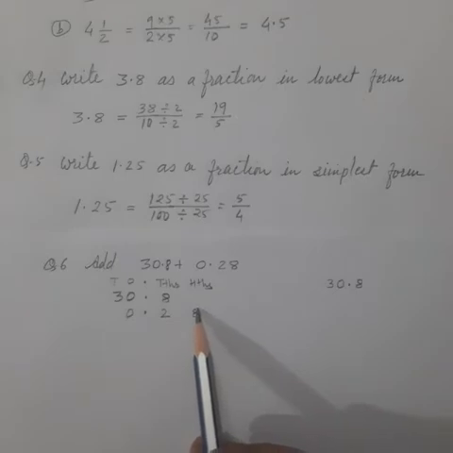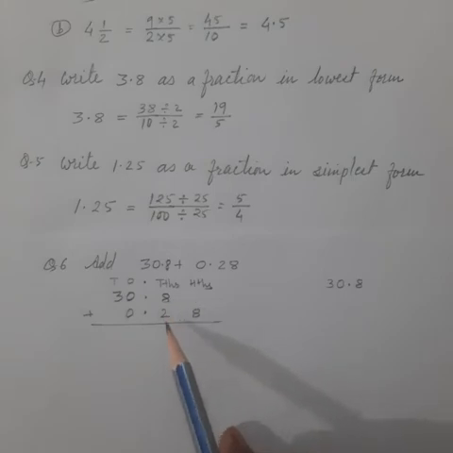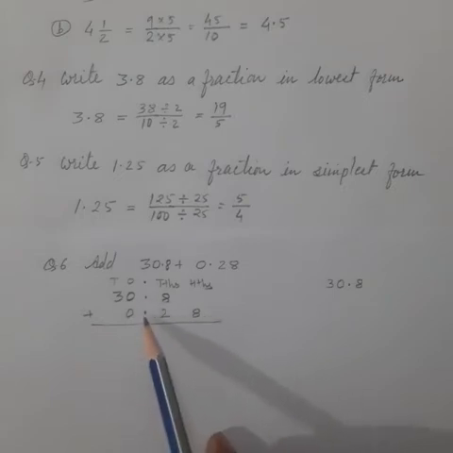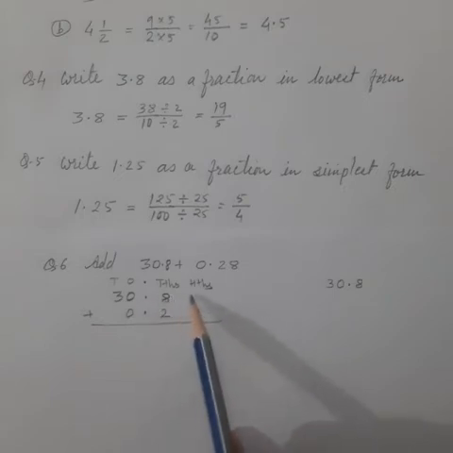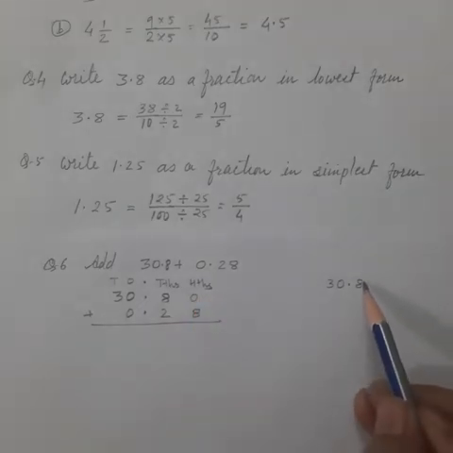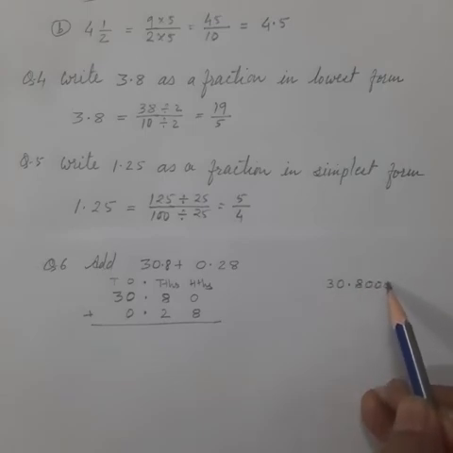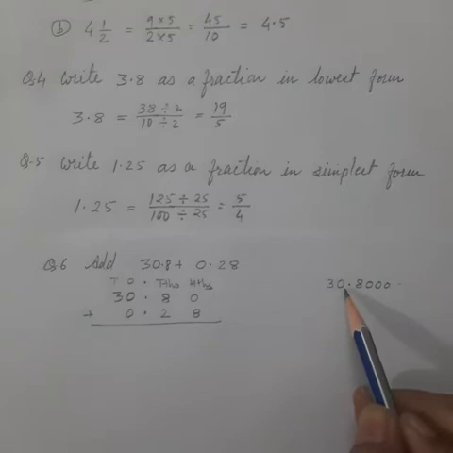8 is at second place after decimal point. Now we have to add. First we have to make the given decimal numbers like decimals. Like decimals have the same number of digits after the decimal point. These are not like decimals. We can insert a 0 here. We can insert zeros after the last digit in the decimal part, as many zeros as are required. It doesn't change the value of the decimal number.